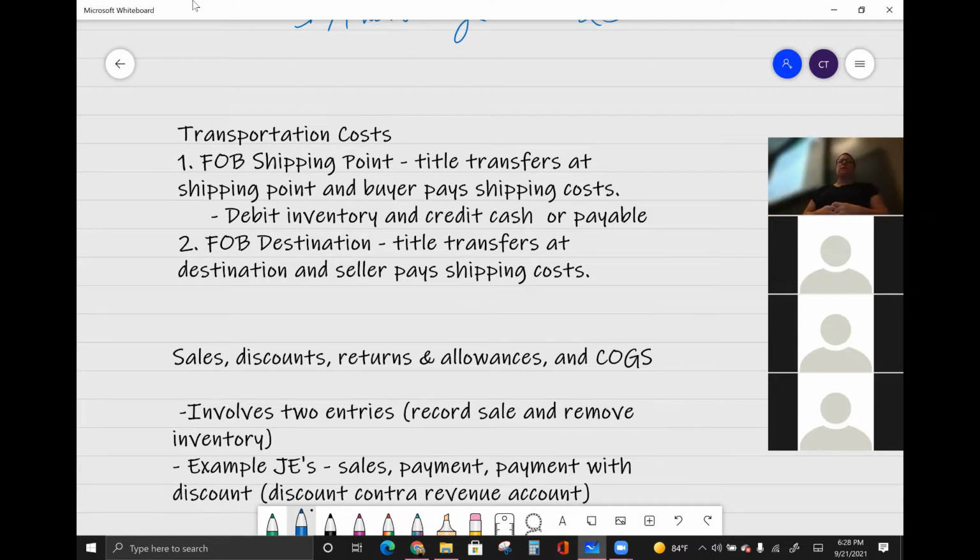If it's FOB destination, the title is going to transfer once it gets to its destination. So title transfers at destination point, which means all through the shipping process, that cost belongs to the person that's selling the product. So I don't pick up that cost. Whoever I'm buying from is picking up that cost.